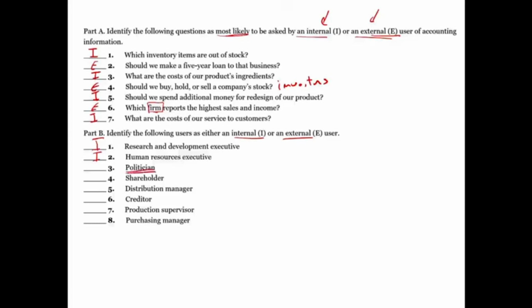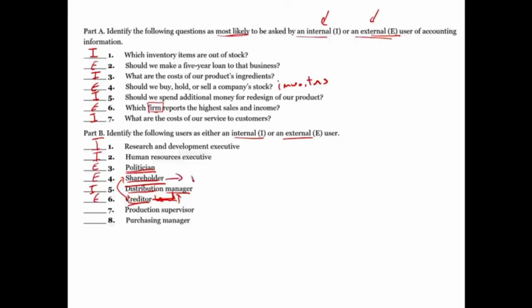Politicians. Well, those are external users. They have nothing to do with the company. They look at the company and use the information for their own political ends, but they're not internal users. Shareholders, important external users. Shareholders are the investors, the people that give money to the company to invest and grow. Distribution managers, internal, people who work for the company. Creditors are like shareholders. They provide capital, but they lend money. Those are external. They give you the money, but you expect to give it back to them.